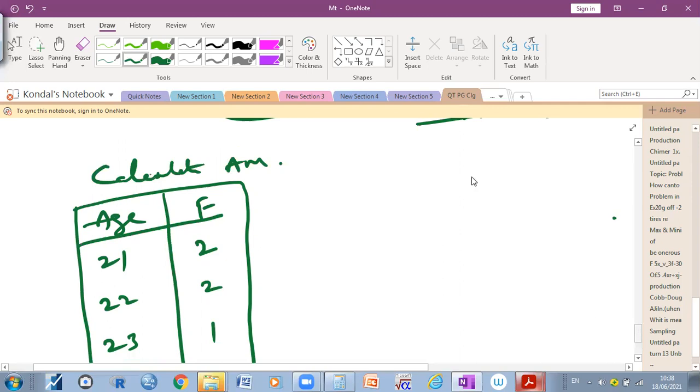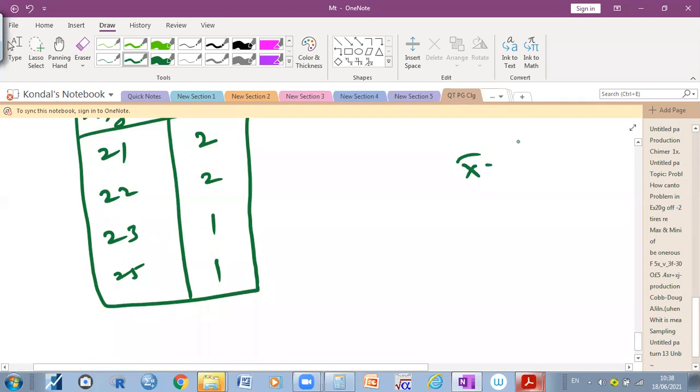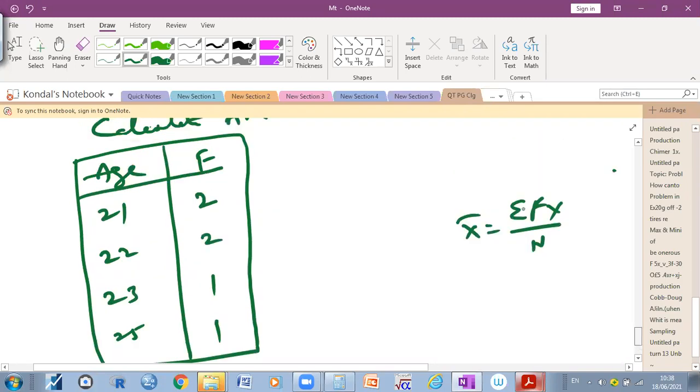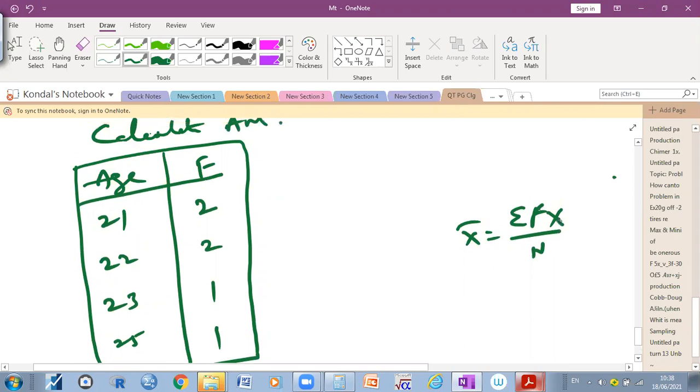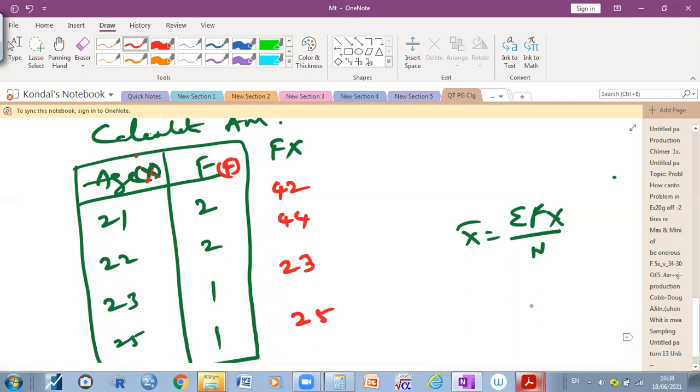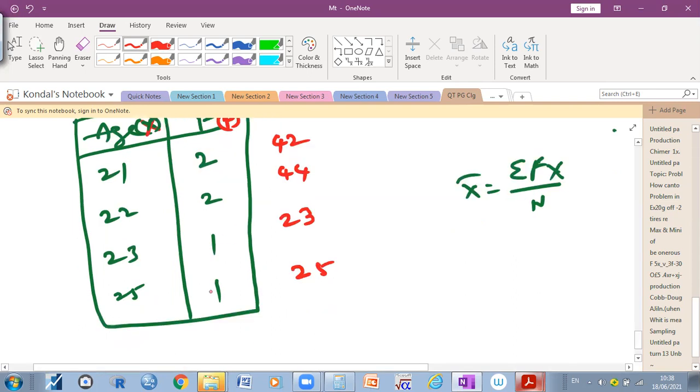What is the formula here? In order to calculate the average, x bar is equal to sum of fx by n. It means sum of frequency into x. This is f, this is x. See, this is x, this is f. f into x: 21 into 2, how much? 42. 22 into 2 is 44. 23 into 1 is 23, 25 into 1 is 25.